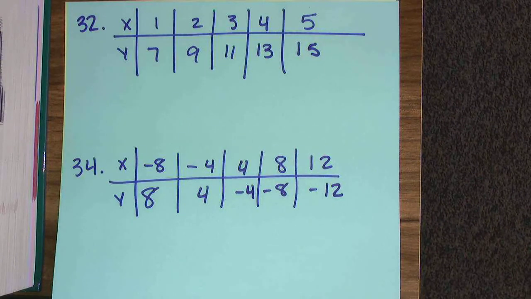Take a guess. 34? Alright, who says 34 is direct variation? This is purely a guess right now. We haven't talked about it yet, so I'm just seeing who thinks it. 34, who says 32? Okay, so it is 34, and here's why.